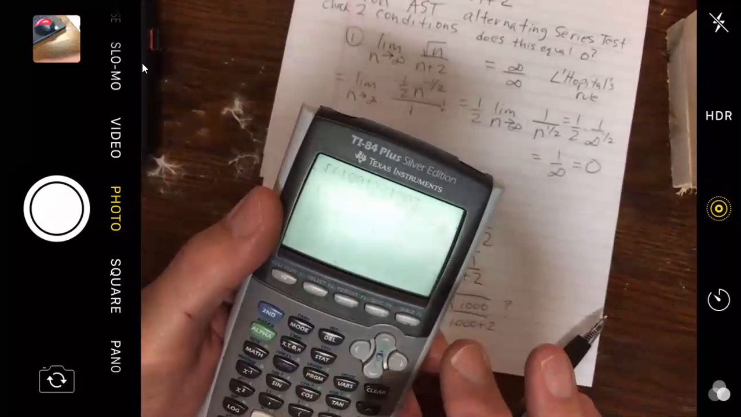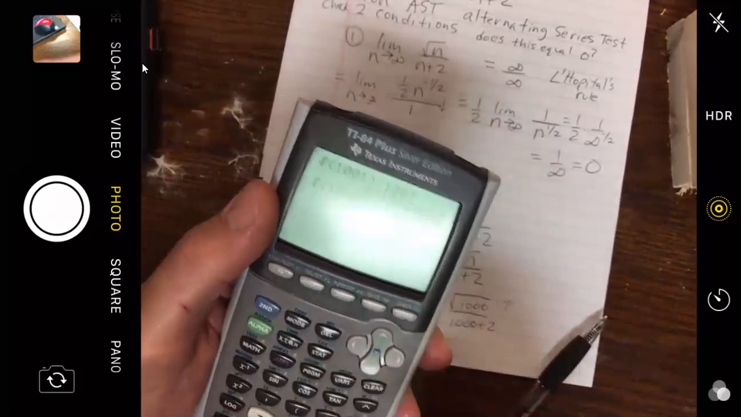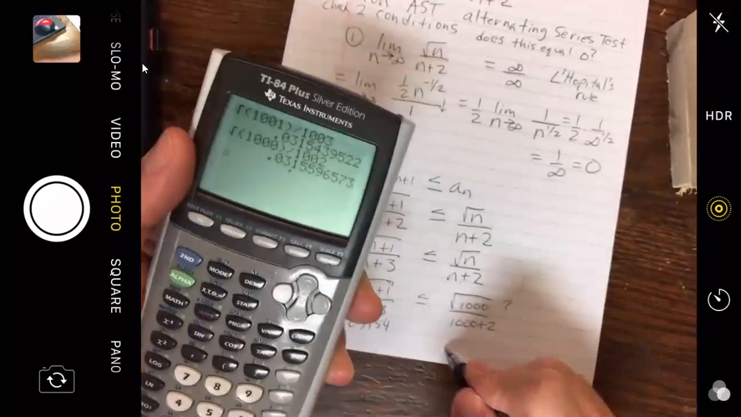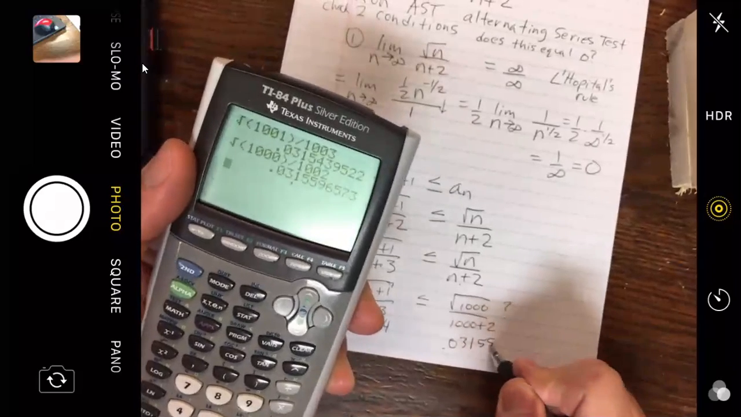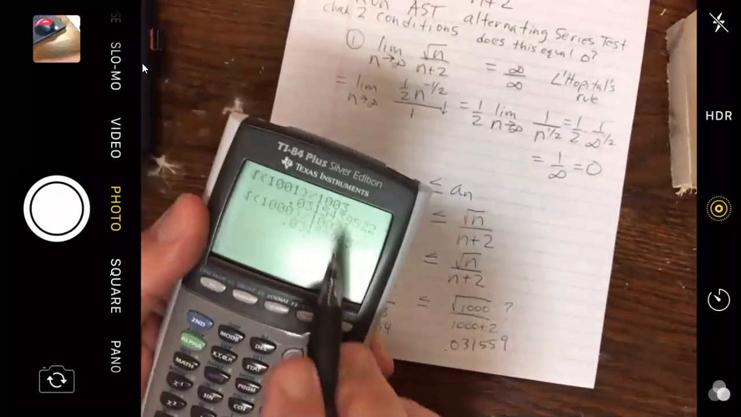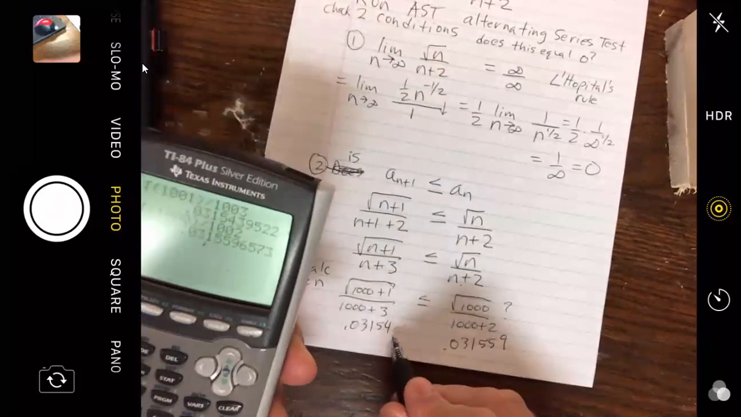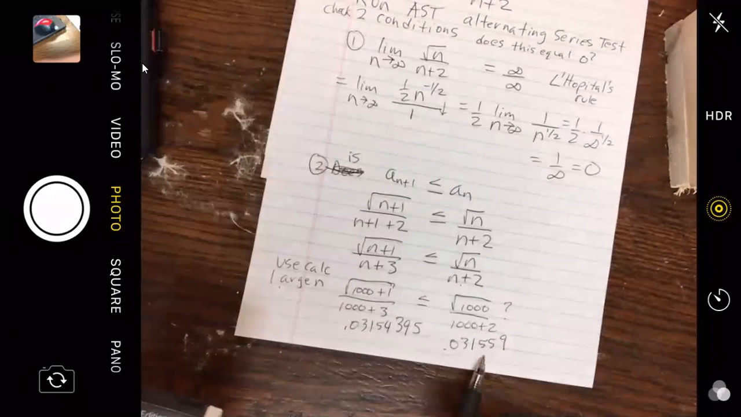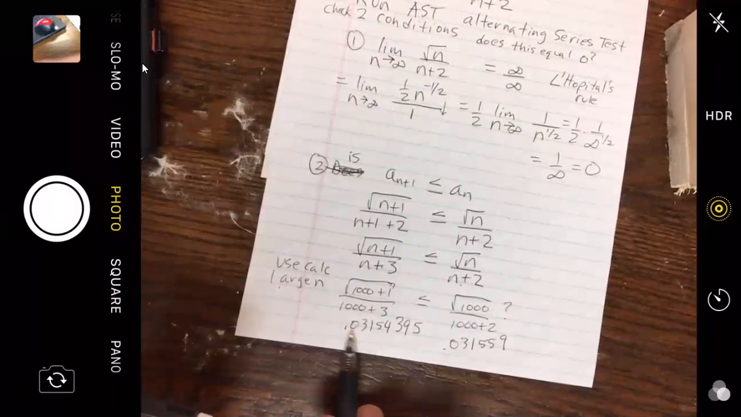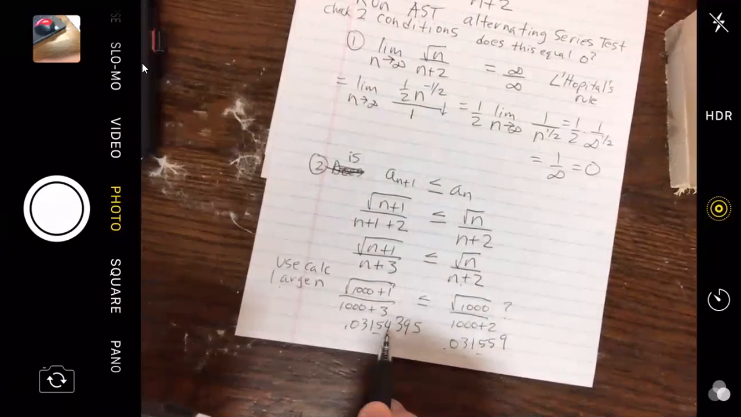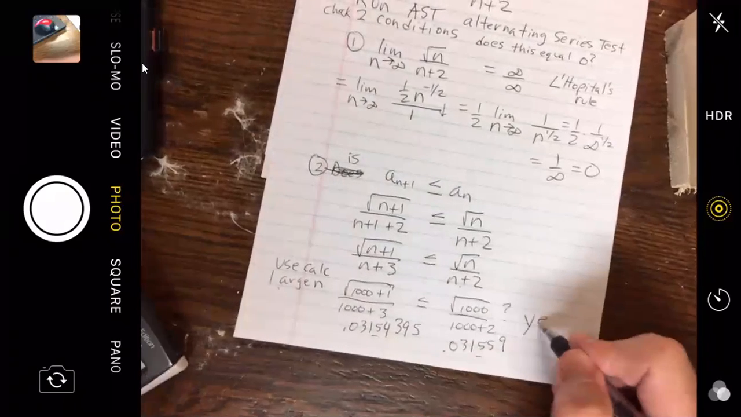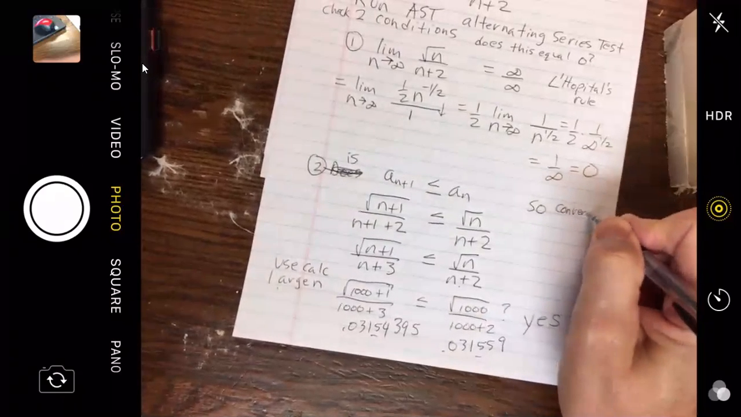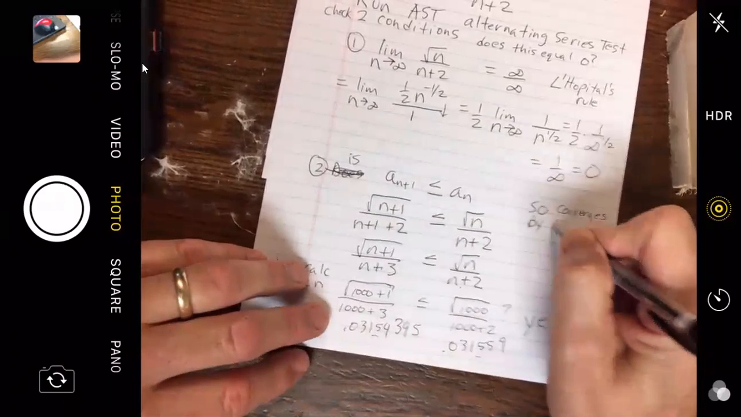And let's compare that to square root of 1,000 divided by 1,002. That's 0.03155 versus 0.03154. You see how close they are? So yes, they match to the 5 there, and then the 4 is left. I'm going to take that as evidence enough that this passes, yes. So it converges by AST.